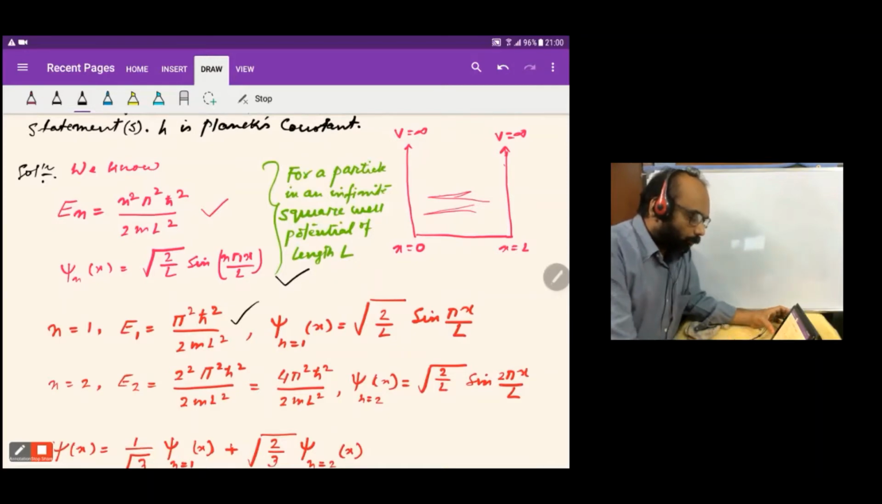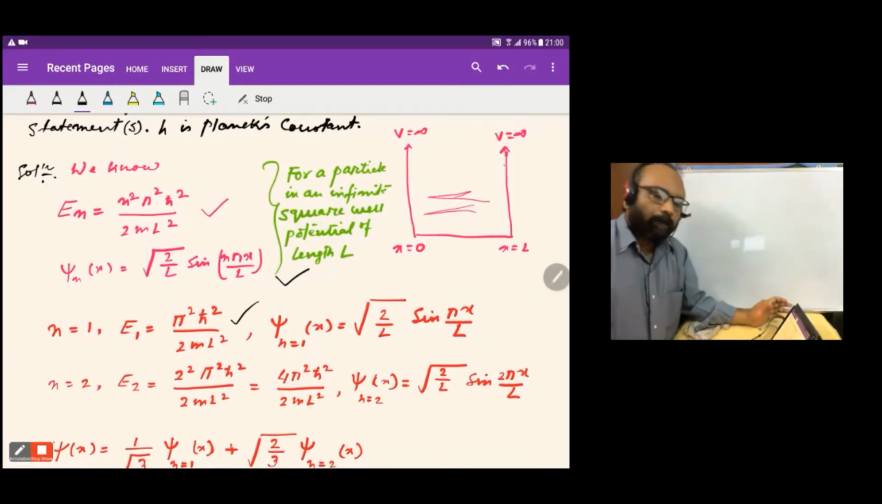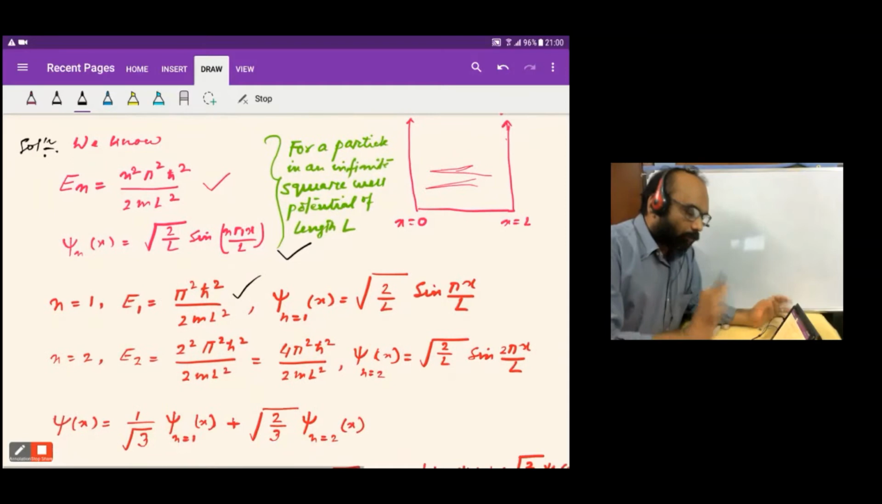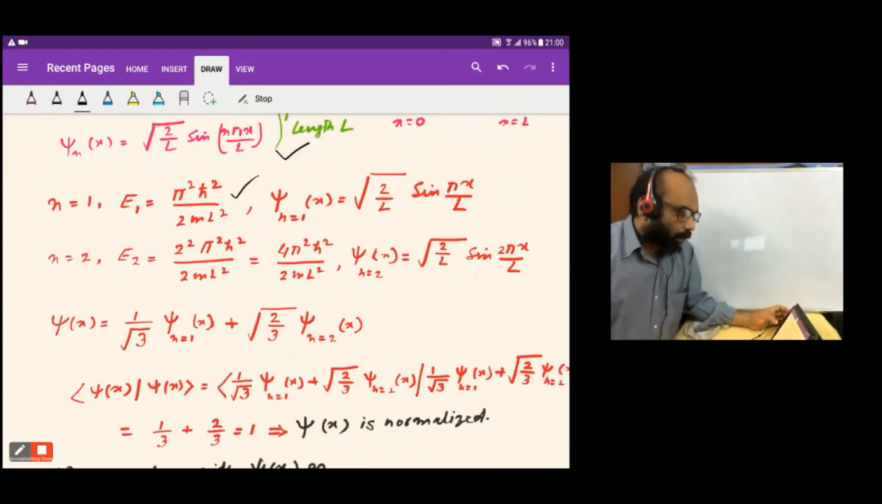For n equal to 2, we have E2 equals 2 square pi square h cross square by twice m L square. That gives me 4 pi square h cross square by twice m L square. And psi n equal to 2 of x is nothing but square root of 2 by L sin 2 pi x by L. So we know all these things. Now we are given psi(x) equal to 1 by root 3 psi n1(x) plus square root of 2 by 3 psi n2(x).